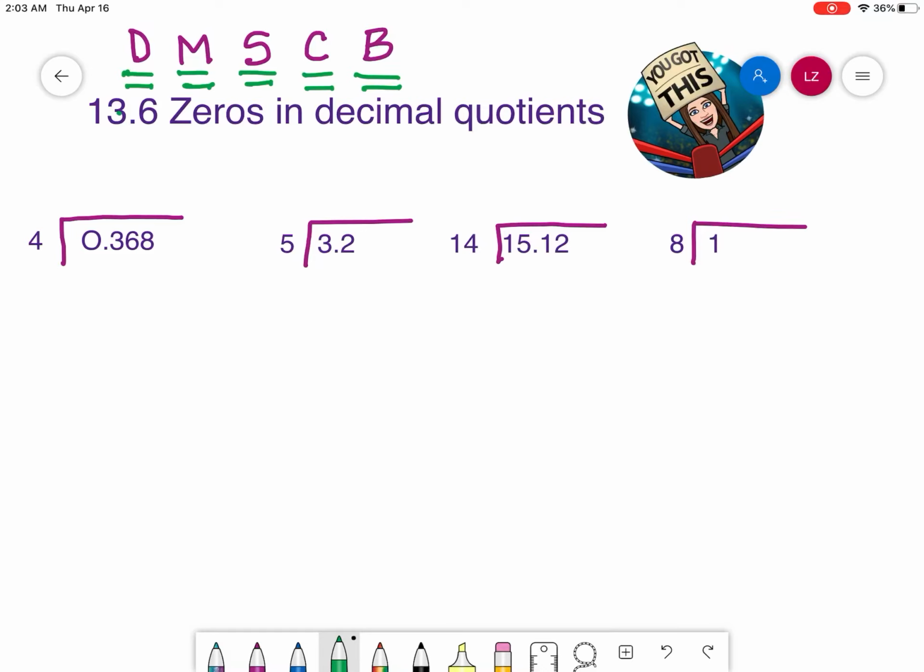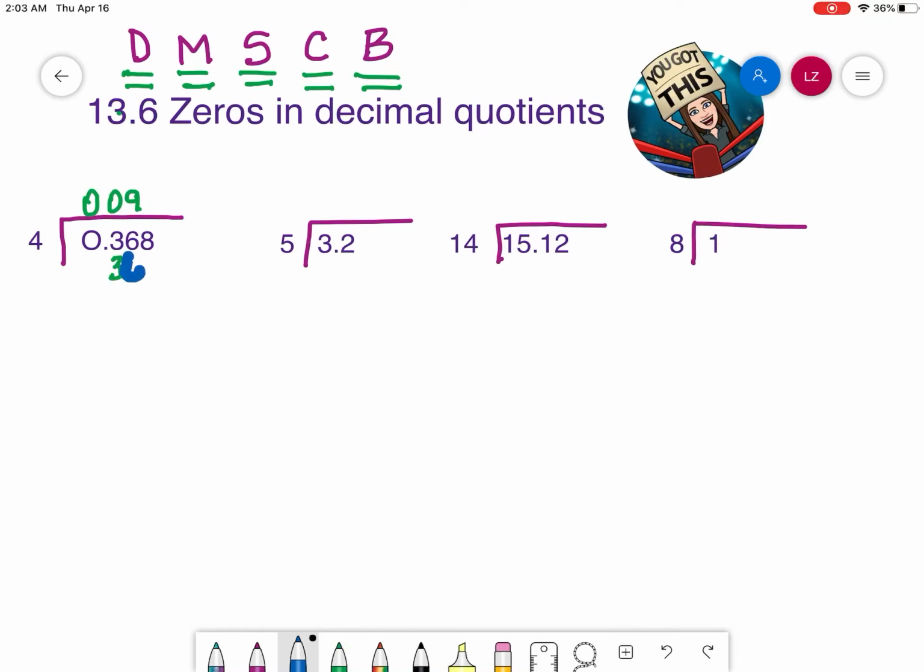So 4 goes into 0 how many times? 0 times. All right, so let's move to the next digit. 4 goes into 3 how many times? 0. We got to keep adding. So how about 36? 4 goes into 36. Oh, yes, now we're talking. 4 goes into 36 9 times. So 9 times 4 is 36.